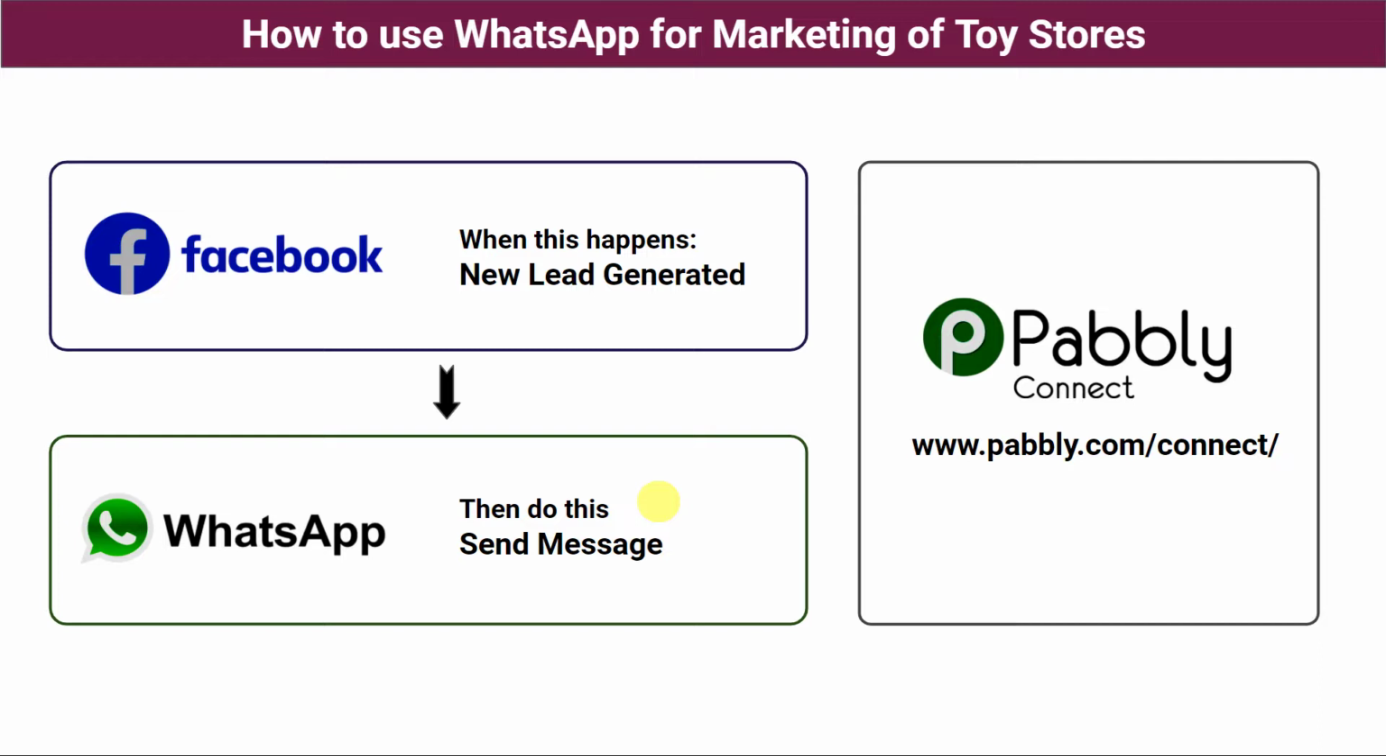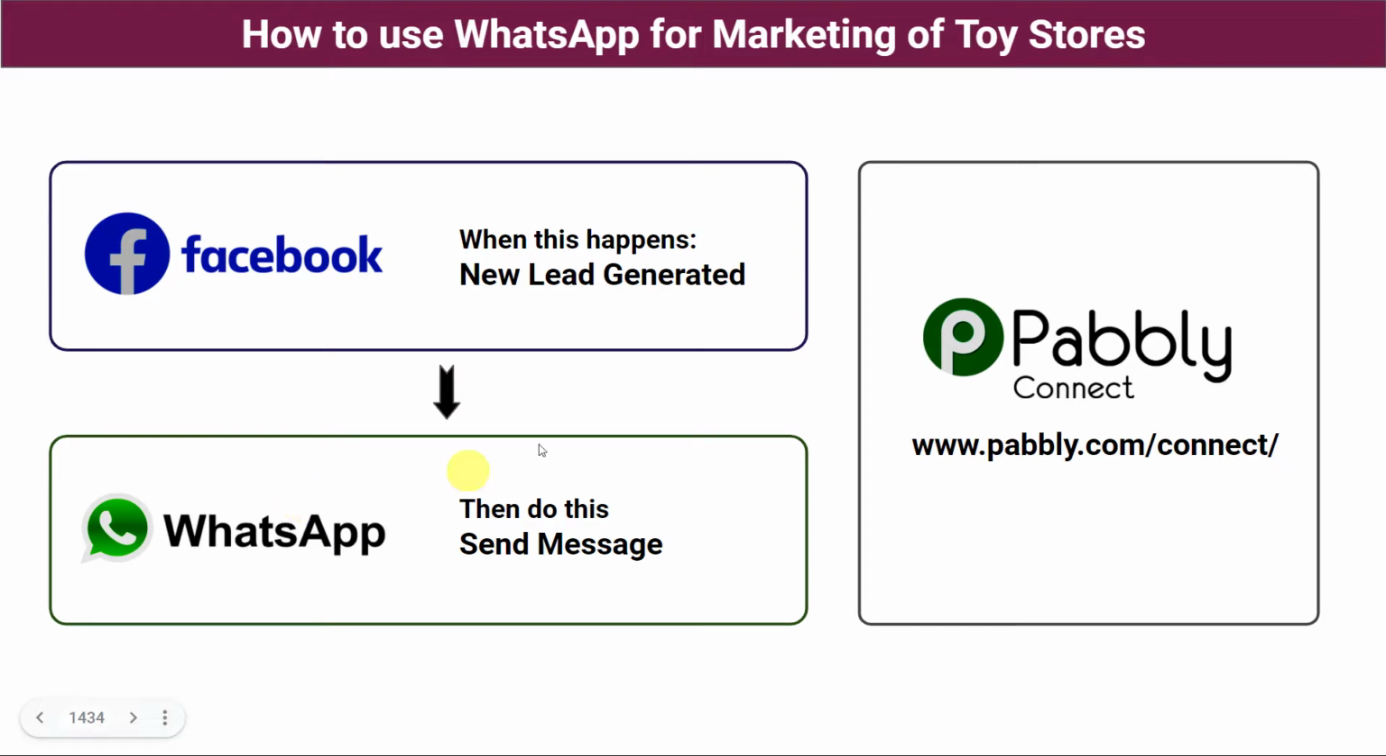The second option is you can create an automation so that whenever a Facebook lead ad form is filled, automatically your toy store brochure will be sent on the WhatsApp number of the customer. But here there is a problem: there is no direct connection between Facebook lead ads and WhatsApp. So how to do this?